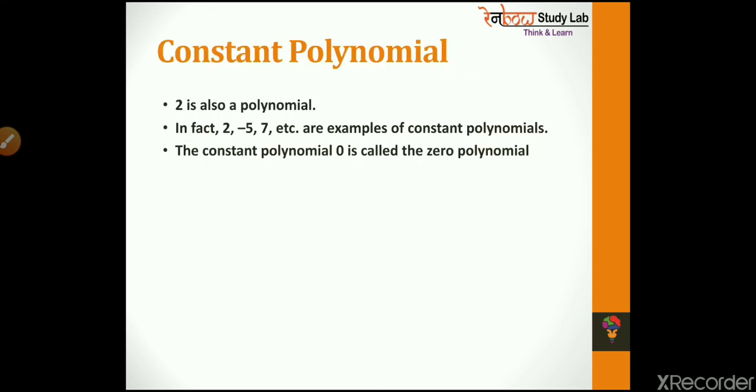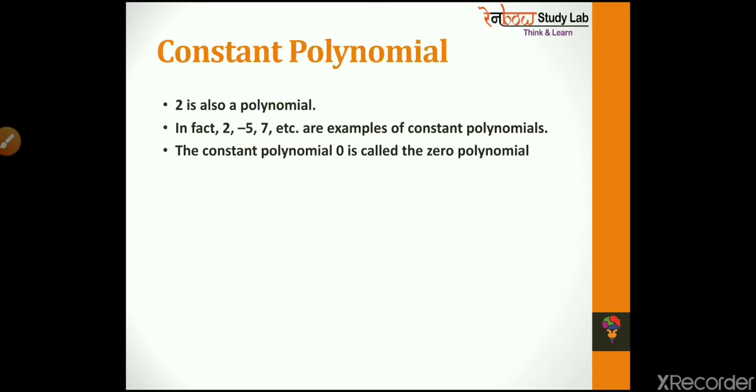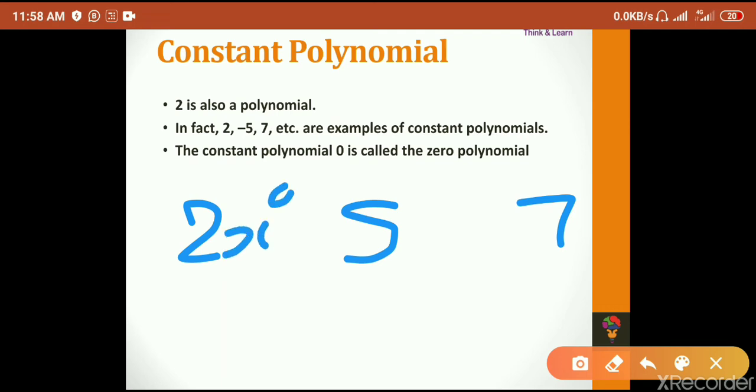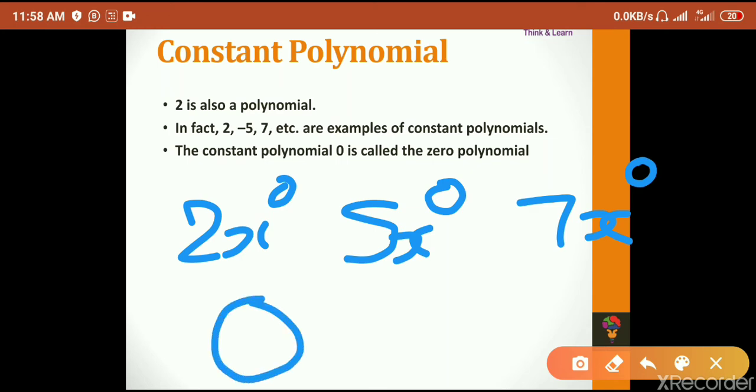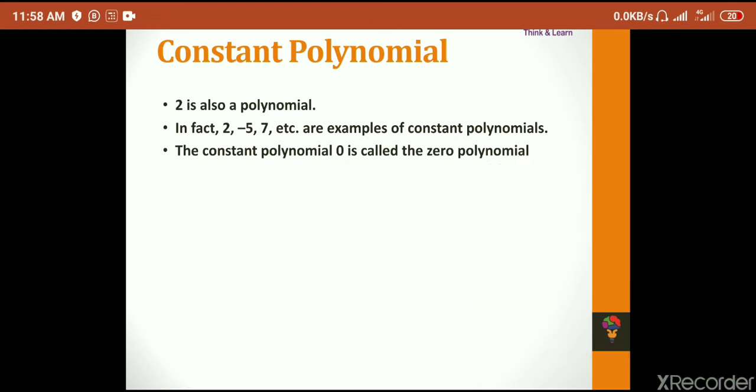Now what is a constant polynomial? We have already discussed here. A polynomial of degree 0 is known as a constant polynomial, but there's a special type here. All the numbers you have seen, if I'm writing 2, or I'm writing 5, I'm writing 7, they all are x raised to 0. So they are known as constant polynomials. But if my number itself is 0, 0 into x raised to 0, then such a constant polynomial is known as the zero polynomial. Okay, nothing new. All other numbers will be known only as constant polynomials, while 0 is known as the zero polynomial. I hope this is clear.